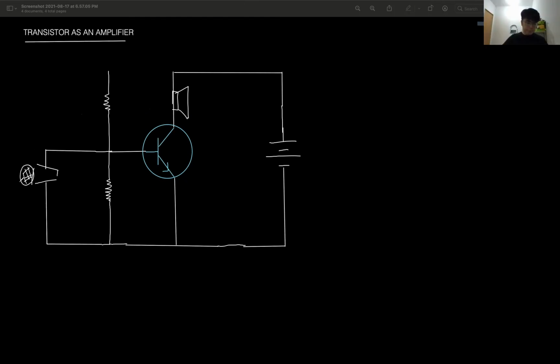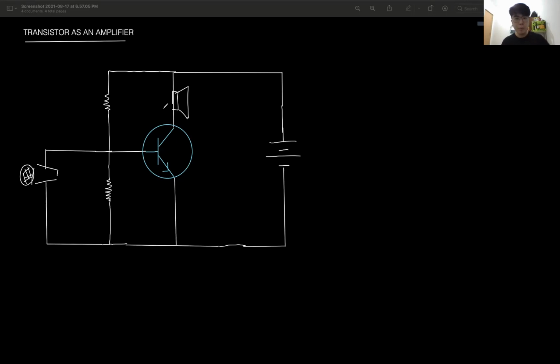Okay, let's continue. I'll discuss 3 circuits with you, and that will end the class. 3 circuits you need to know. So first is, of course, the amplifier, the amplifying circuit.